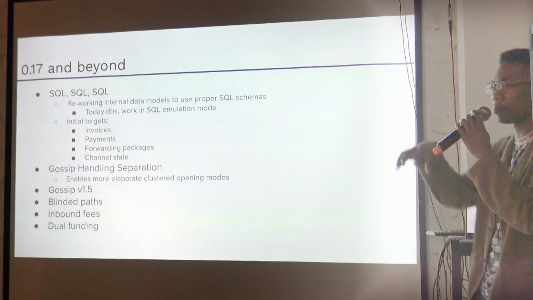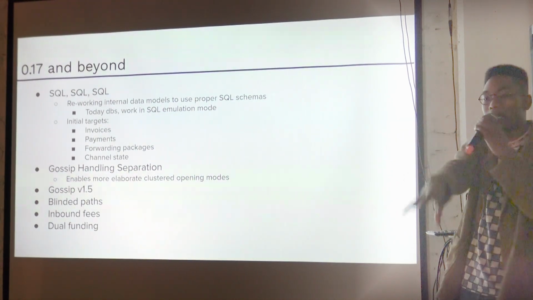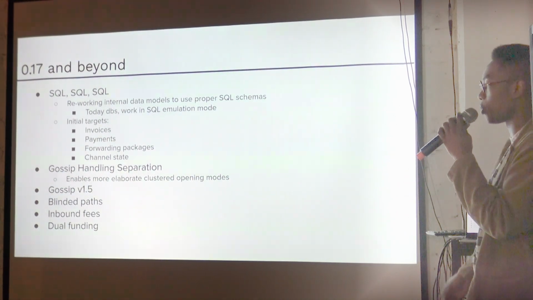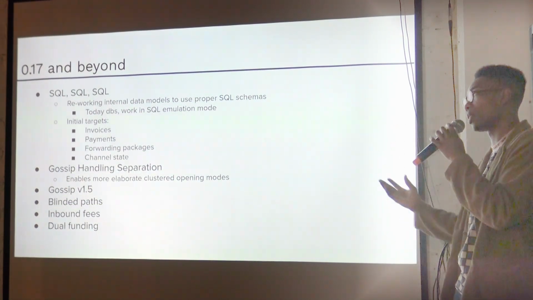We want to split out the gossip handling from the LND itself, because right now it's all in one process. And you can say, okay, I can do my channel with this process, I can do gossip handling with this process. It would be really nice. Something called gossip 1.5, which is basically a way to let these channels be advertised in the network itself.